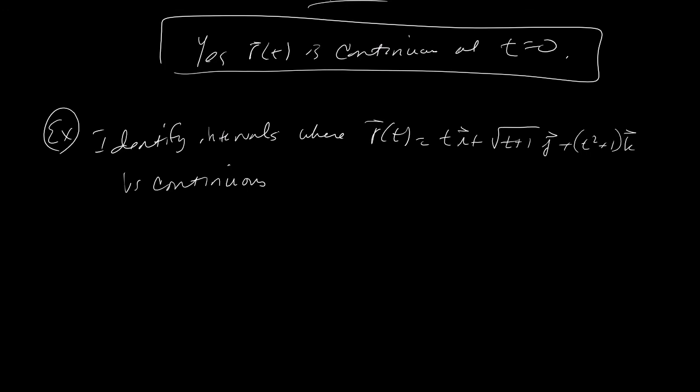Okay, so where is this thing continuous? Well, the good news is that the x, y, and z components are continuous functions. There's no discontinuity there. The square root of t plus 1 has a domain restriction, so let's take a look there. We've got to have t plus 1 greater than or equal to 0, which means t is greater than or equal to -1. All three components are continuous for all of those values, so we are continuous on -1 to infinity.